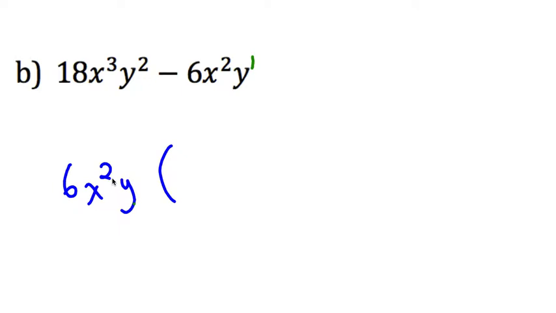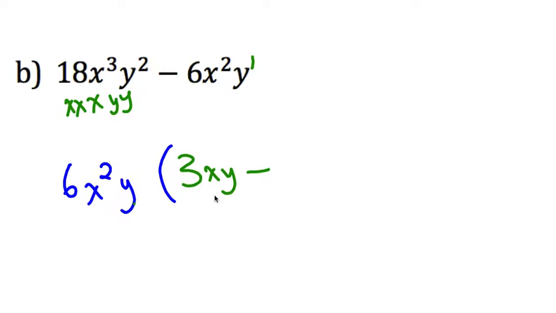All right, now it's time to divide. 18 divided by 6 is 3. I started out with x to the third power, which again, remember, means there were 3 copies of x. I took 2 of them out, so there's still 1 left. And y squared meant there were 2 copies of y, but I took 1 out, so there is 1 left. Minus 6 divided by 6 is 1. I took out the x squared and I took out the y.